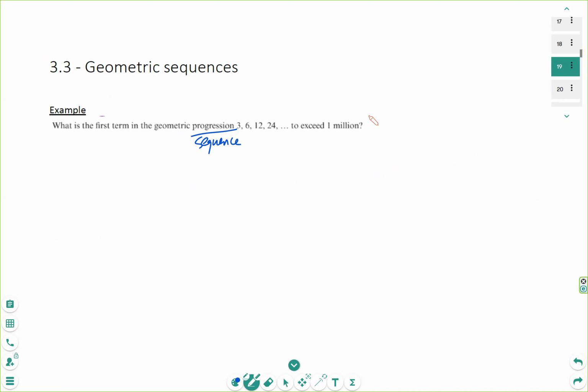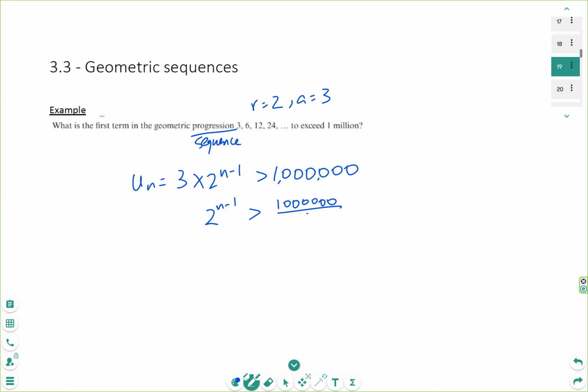So we know the ratio is 2 and a is 3. So we can write u_n equals a times r to the power of n minus 1, and that exceeds 1,000,000. 1,000,000 has 6 zeros. So 3 times 2 to the power of n minus 1 is greater than 1,000,000. So I can do 2 to the power of n minus 1 greater than 1,000,000 divided by 3.